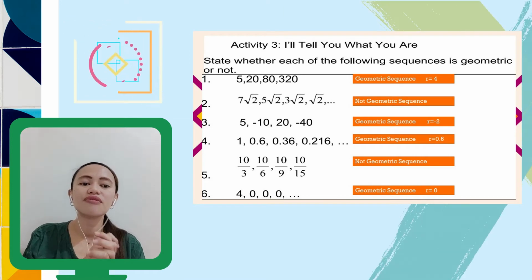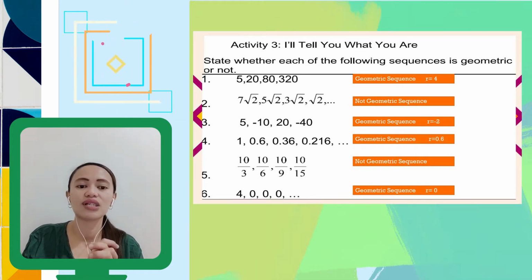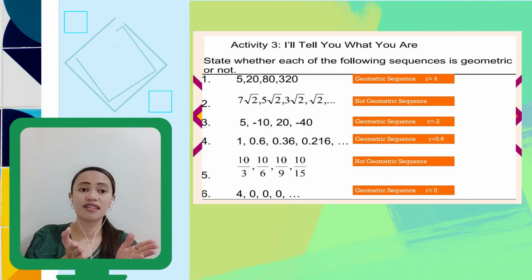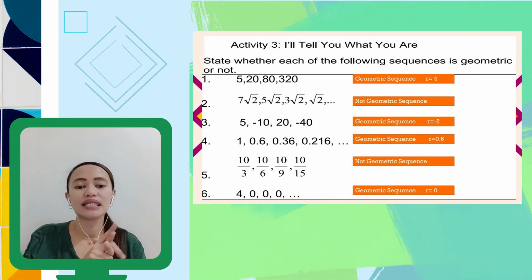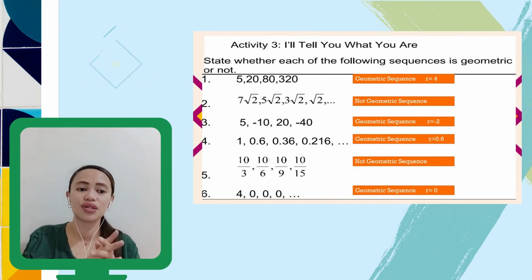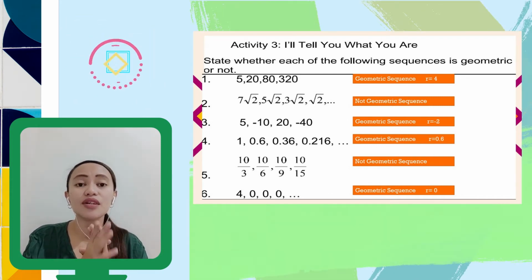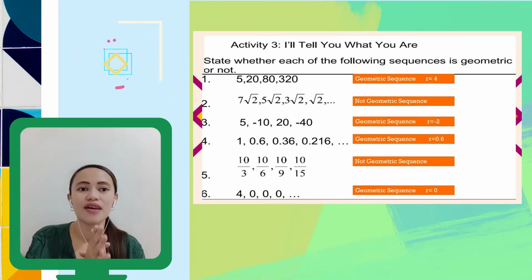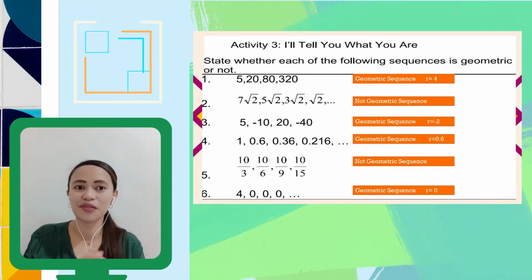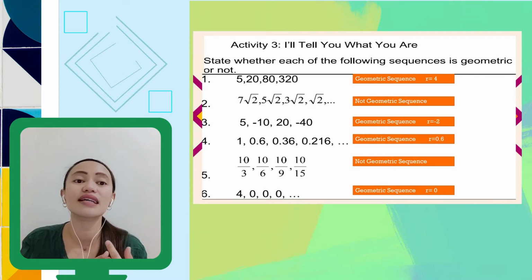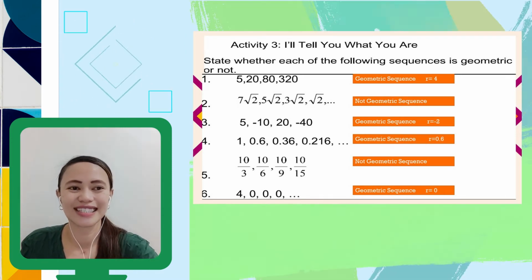Now, let's have number 5. We have 10 over 3, 10 over 6, 10 over 9, 10 over 15. Absolutely, this is not a geometric sequence. Let's have number 6. We have 4, 0, 0, 0, 0. Let's see if we have a common ratio. 0 divided by 4 is 0. 0 divided by 0 is 0. Therefore, the common ratio that we have is 0, and this sequence is a geometric sequence.